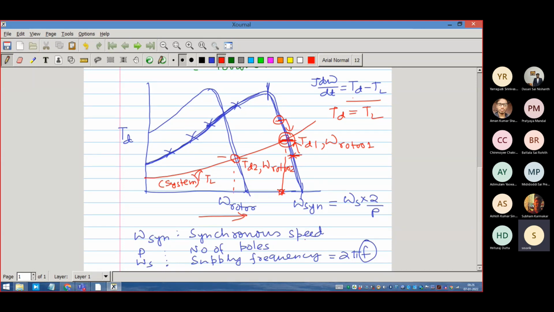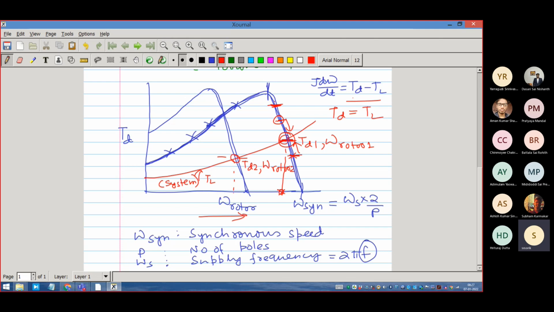Only thing is that we normally don't like to go into such a high zone. There is a reason for that. We don't like to operate there, though this torque is available as per the machine characteristics. This torque is available too. So naturally we'll ask, why don't we operate at that point?